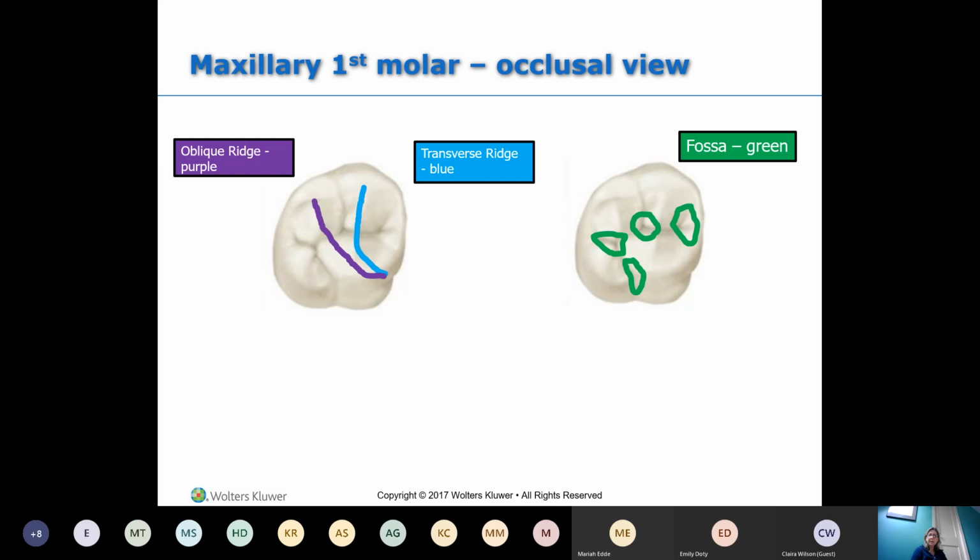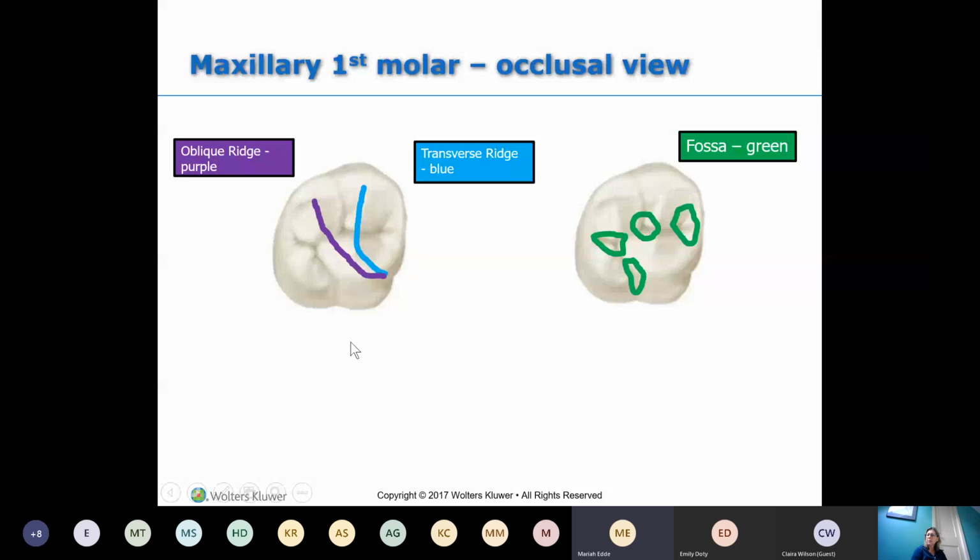This is just some pictures of, again, a transverse ridge, an oblique ridge, and these are where your fossas are located. This is important when you're placing sealants. When you're placing sealants, you have to make sure you get sealant material all the way down this groove, and as far as this groove goes. Oftentimes students don't get that groove right there. They pour the sealant material along here, they spread it out on the occlusal table, and they forget this groove right here.